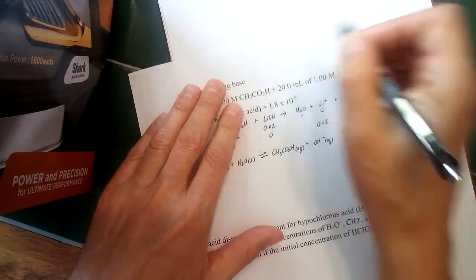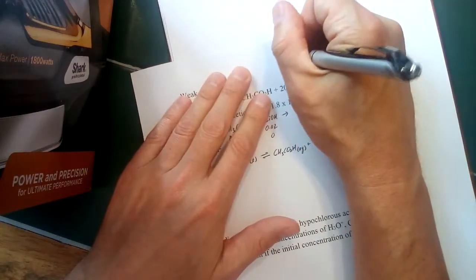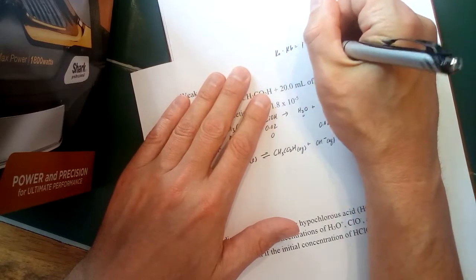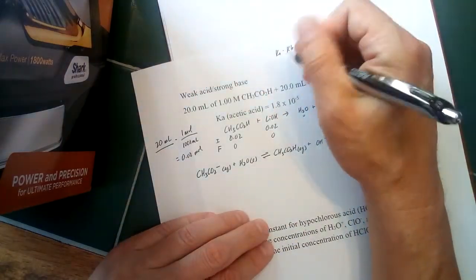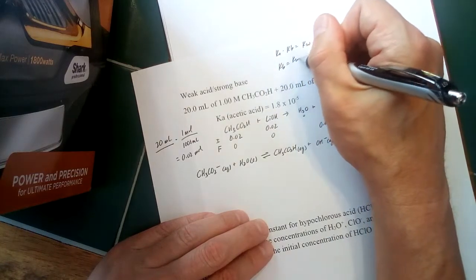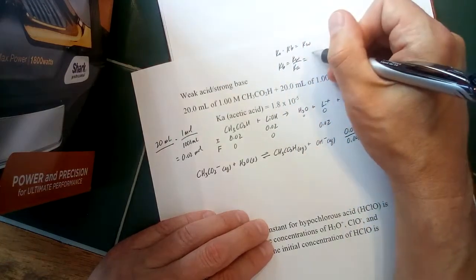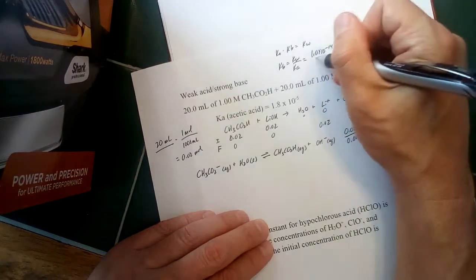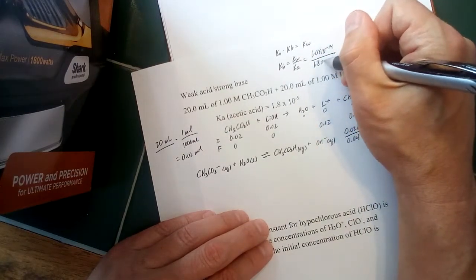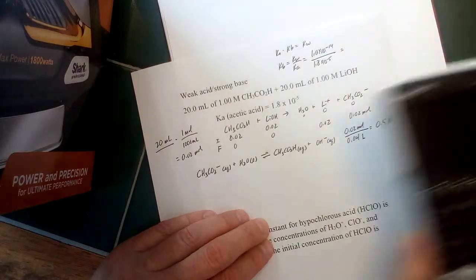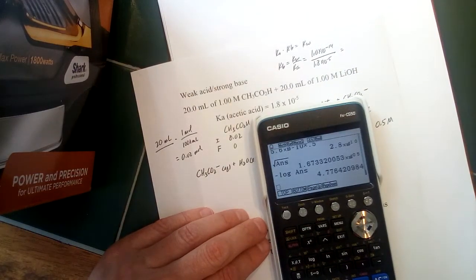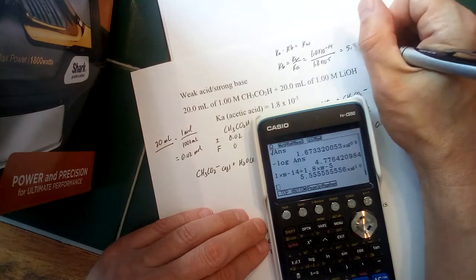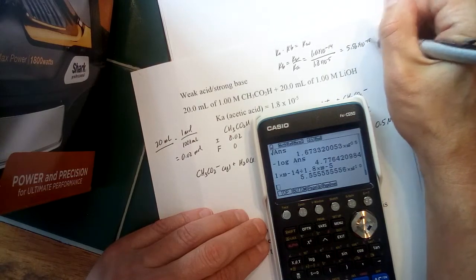Let me move that up here, see how much room you have left on your paper. Ka times Kb is equal to Kw. If we need Kb, we can divide through by Ka. Isolate Kb on one side. Kw is 1 times 10 to the minus 14th. We're given the Ka, 1.8 times 10 to the minus 5th. So Kb here for acetate ion is 5.56 times 10 to the minus 10th.